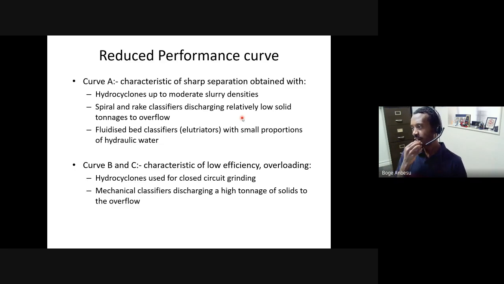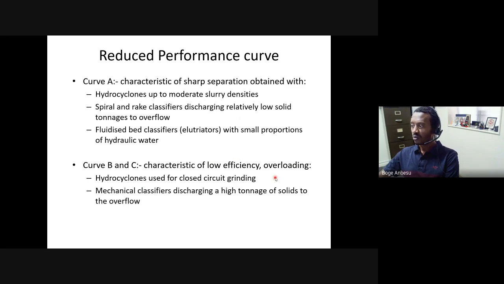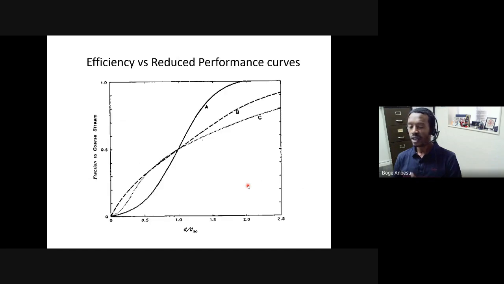And of course, a number of other examples for other classifiers as well. And again, in comparison, B and C here don't look like sharp separation at all. Maybe that's because you are overloading the cyclones. Maybe you are using it for a closed circuit where overgrinding is a problem. You're continuously feeding it with very fine particles and so on. And maybe the percent solids you're feeding it is very high, and this would then result in very poor performance. So you need to look at the curve and see what you need to change.